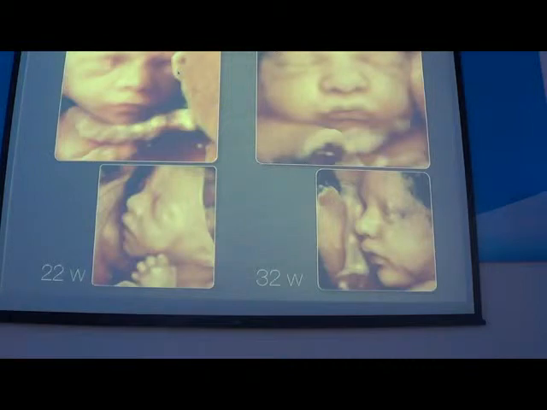And the exophthalmia is normal at this stage of pregnancy.